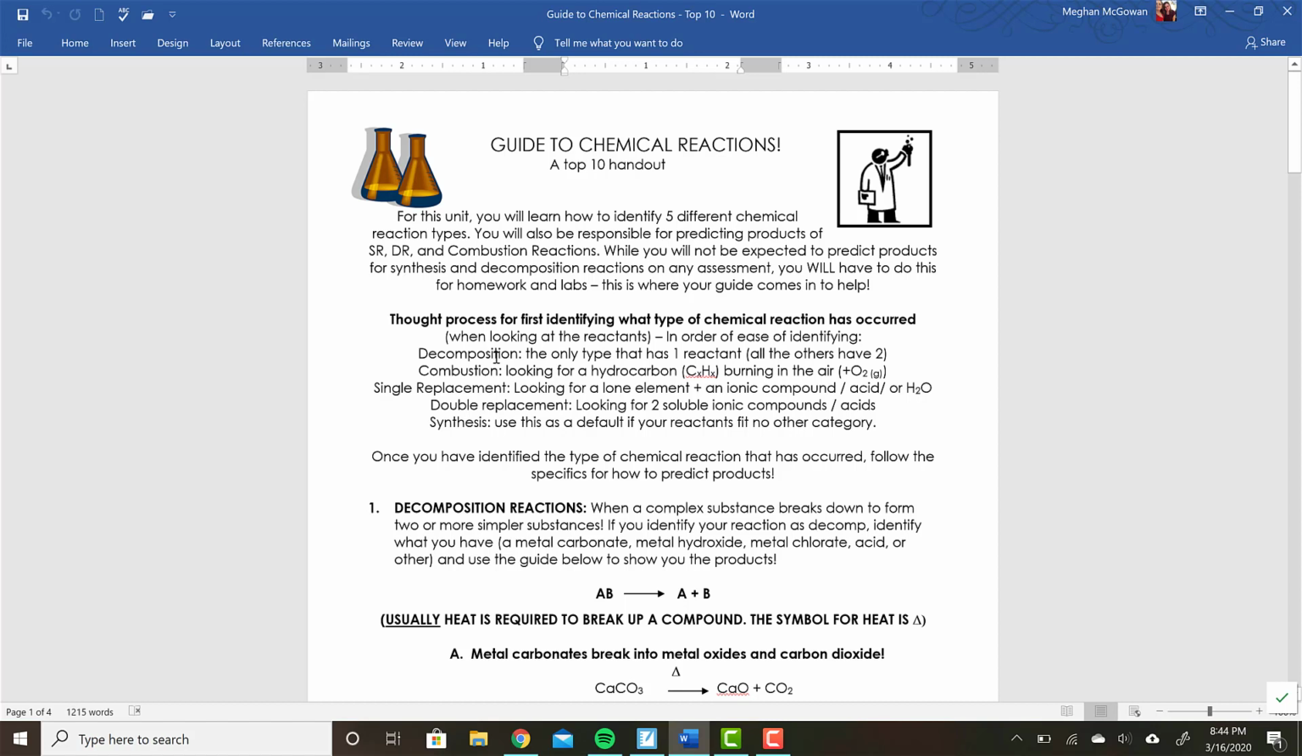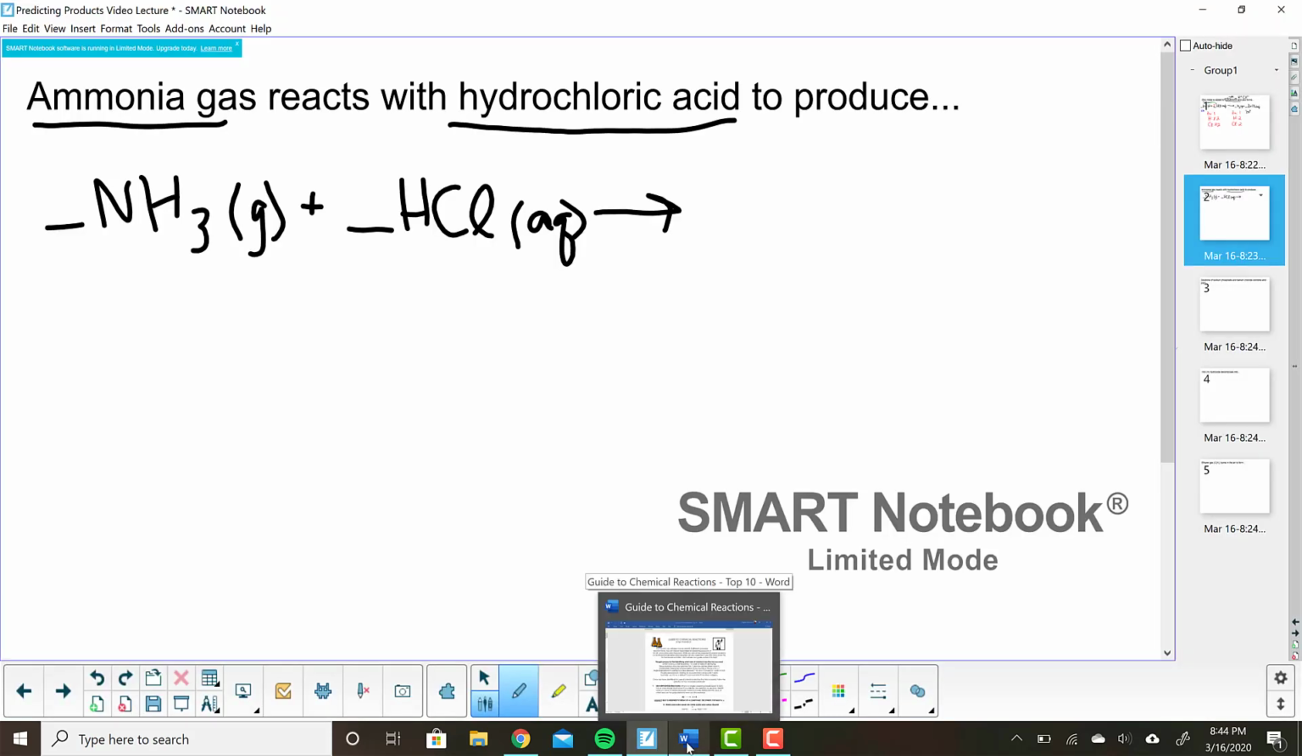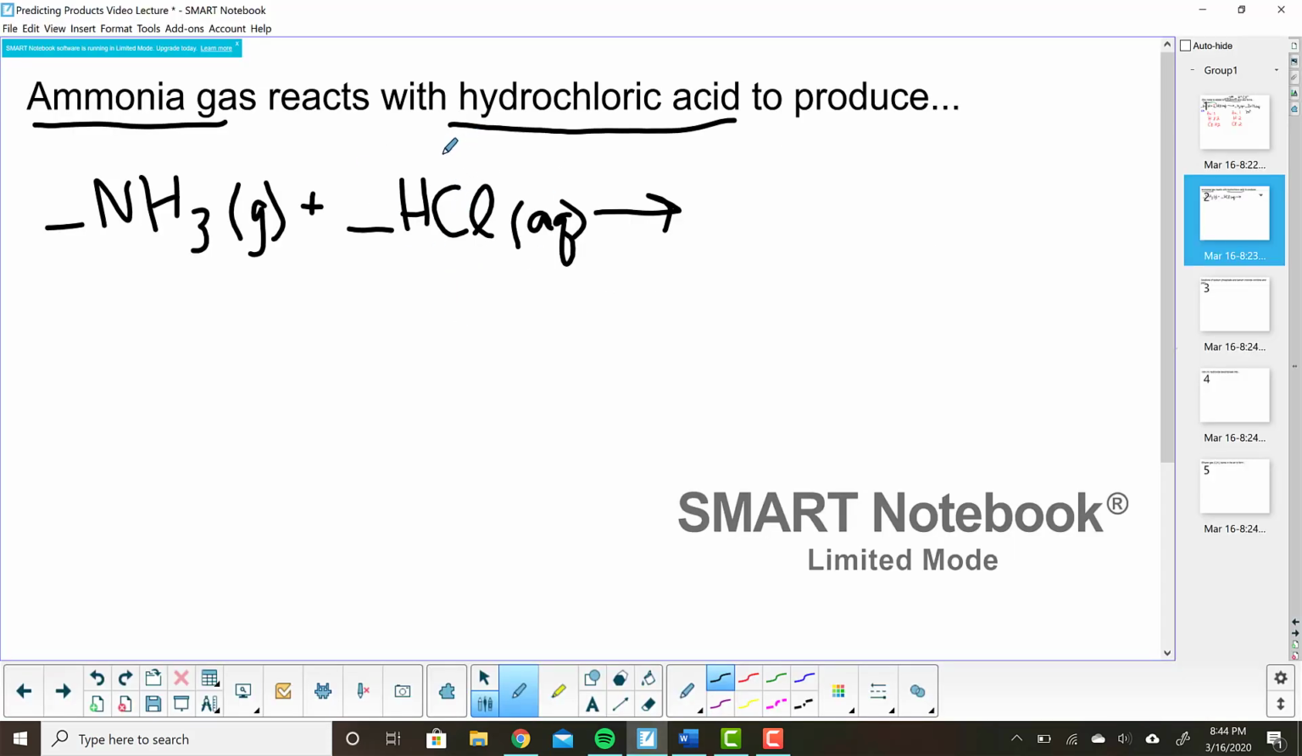I do not have a decomposition reaction because I have 2 reactants, right? I do not have a combustion reaction because I don't have a hydrocarbon and I'm not burning in oxygen. Single replacement, I'm looking for a lone element, but just as a refresher for you, I do not have a lone element here. Okay, so then we think to ourselves, maybe this could be double replacement. Well, with double replacement, we're looking for 2 soluble ionic compounds or acids. Now, I know that hydrochloric acid is obviously an acid, and therefore it falls under this category.